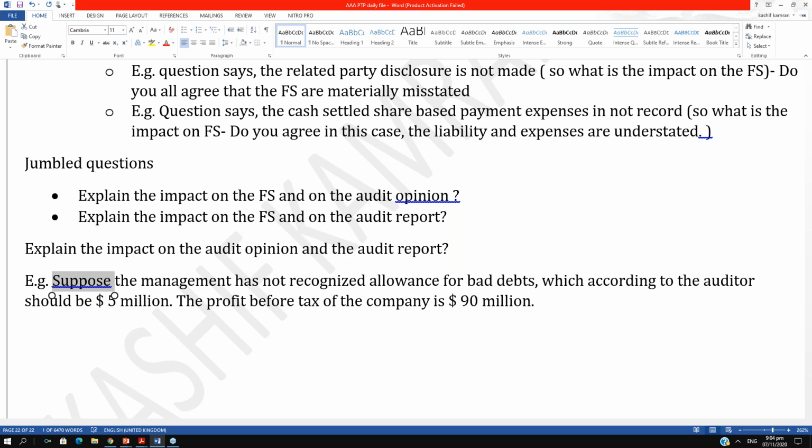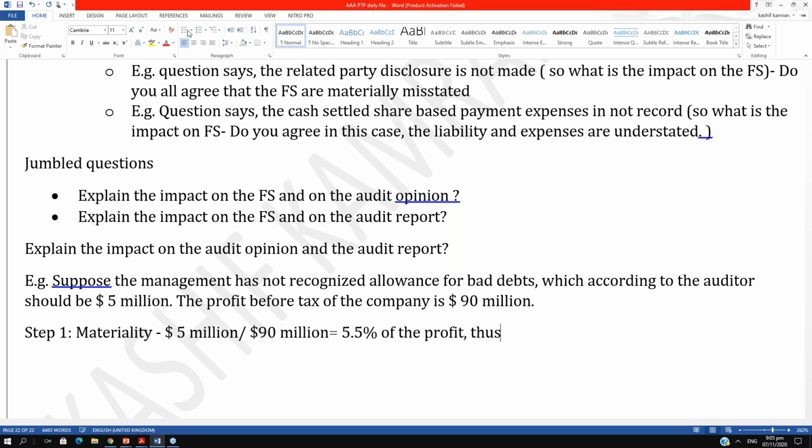Now tell me, what should you do first? What will you do in step one? In step one, you will find the materiality. The materiality is $5 million, and you divide it by $90 million. So that is equal to how much? Okay, 5.5% of the profit. Thus, material.